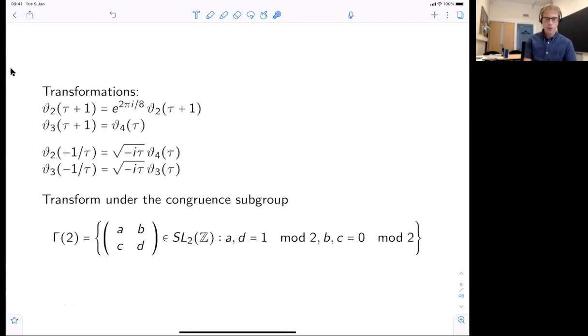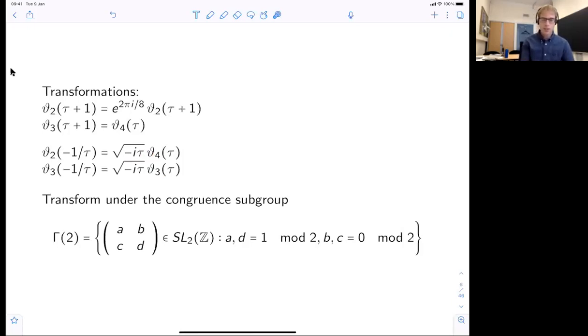And a much more non-trivial transformation is the inversion. If we change tau to minus 1 over tau, we get on the right-hand side, after some calculation using a resummation formula, that this becomes the square root of minus i times tau times theta 4 of tau. And for theta 3, you have a similar relation where, in fact, you get back theta 3.